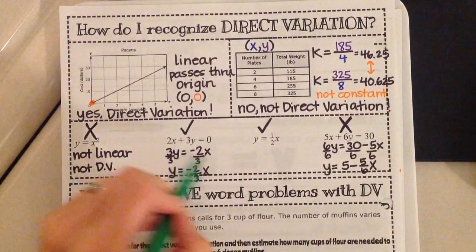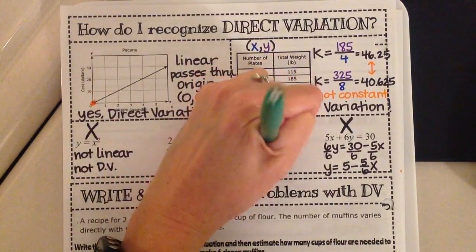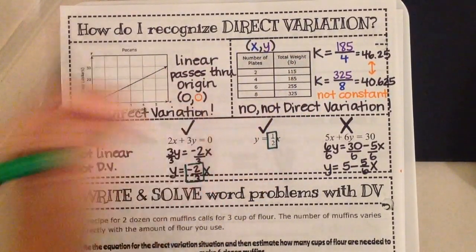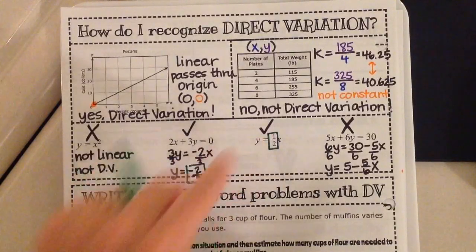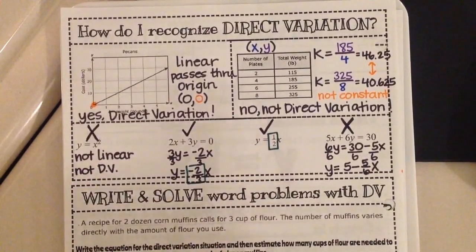So now that I know which two are direct variation, these slopes are not going to be called slopes anymore. They are going to be called constant of proportionality, because these are special y equals mx plus b equations. That's what direct variation is.